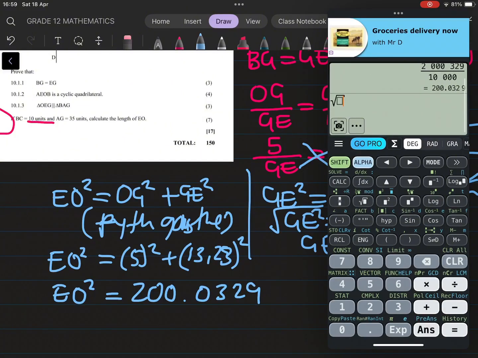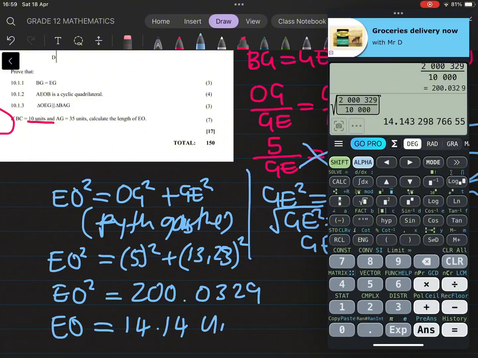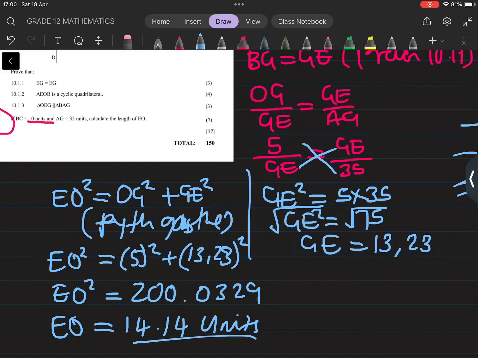Okay, so we're looking for EO. And then our EO will be the square root of that. EO will be equal to 14.14 units. You've squared both sides. And then that's why we have OE to be equal to that. Thank you.